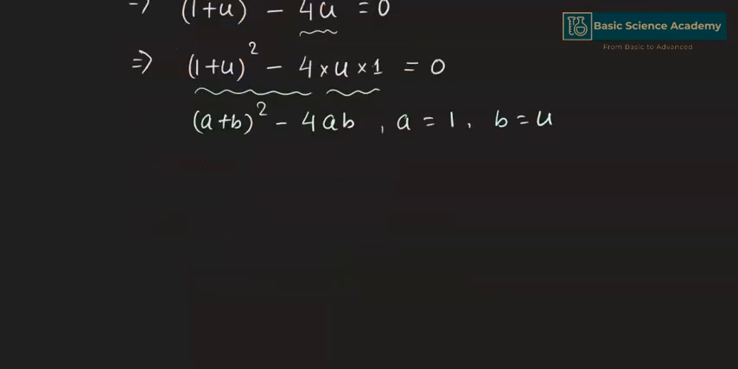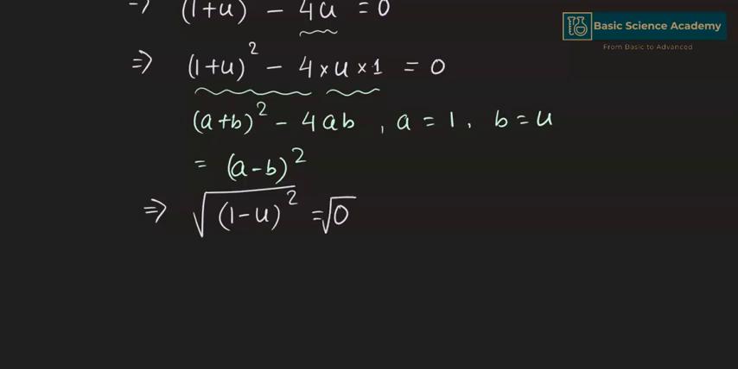The formula for a plus b whole square minus 4ab is a minus b whole square. Hence, on the left side we have a minus b whole square, which is 1 minus u whole square equals 0. Taking square root of both sides of the equation gives 1 minus u equals 0, or u equals 1. Previously we have considered that x minus 1 divided by x equals u.